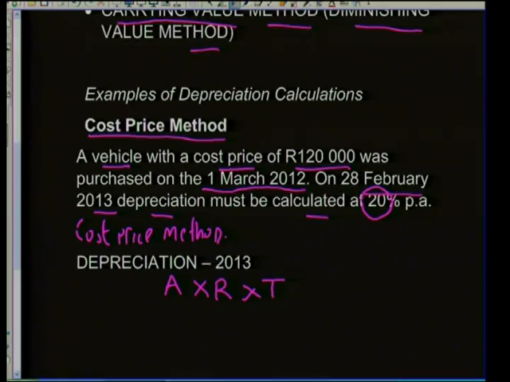Okay, so let's start firstly with amount. Amount specifically refers to, because we're using the cost price method, the cost of the vehicle itself. So the cost of the vehicle is 120,000 times the rate at which we're going to provide depreciation, which is given to us at 20%. So times 20%.